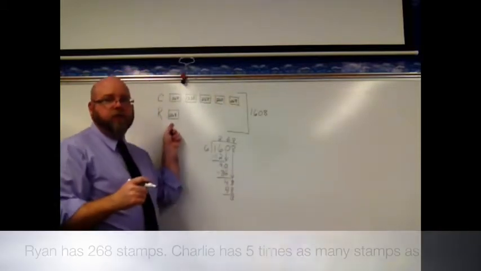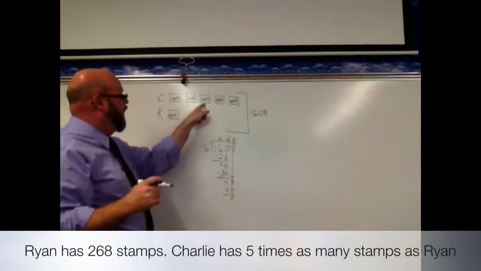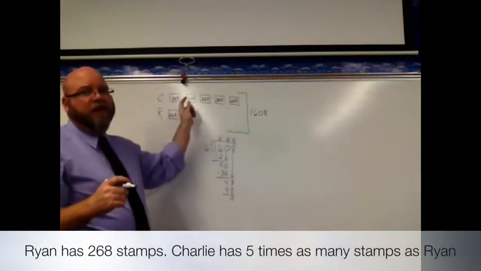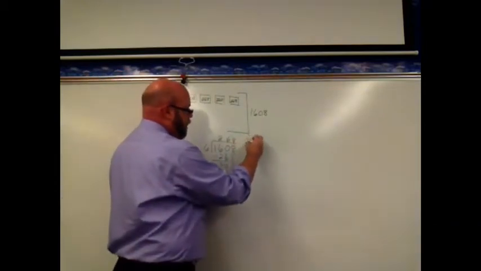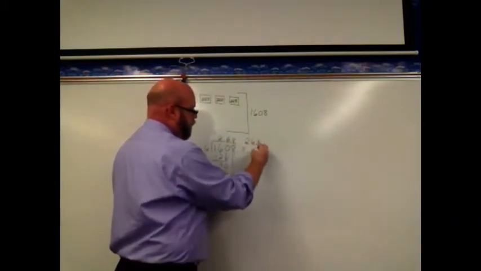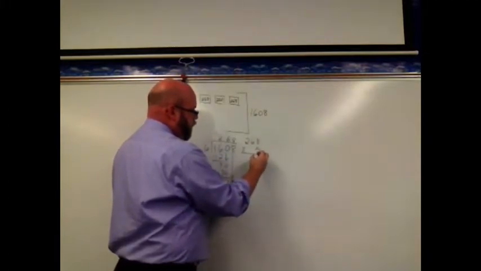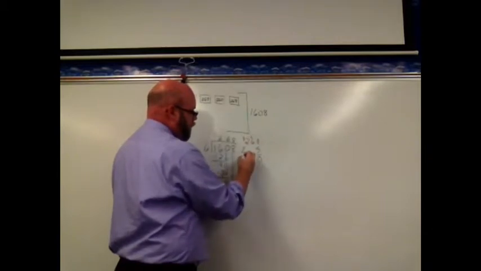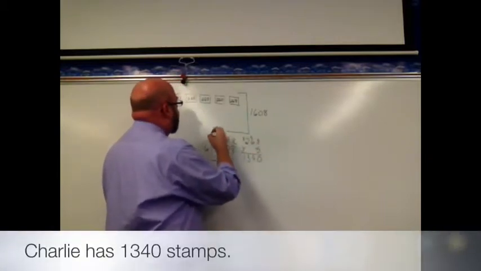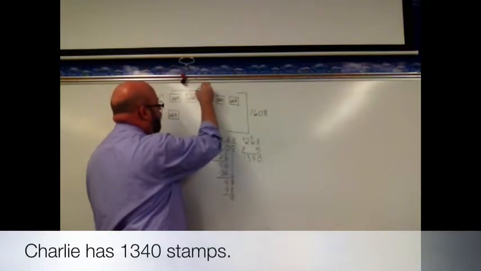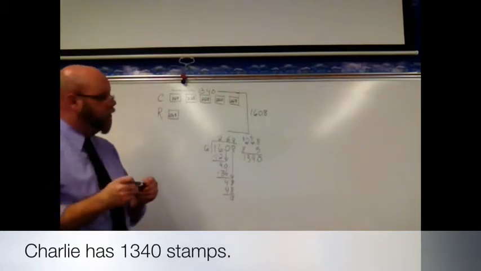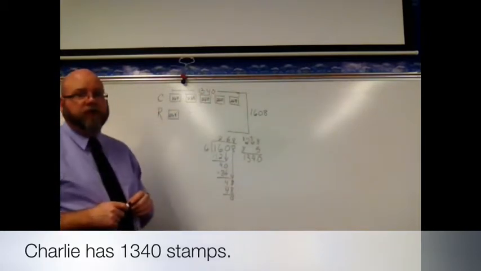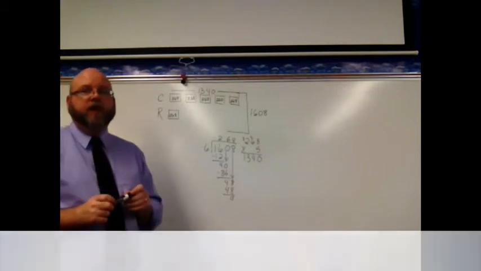So I know Ryan has 268 stamps, and Charlie has 5 times that amount. Now I could add all of those together, or I could just simply multiply. So Charlie has 1,340 stamps, Ryan has 268 stamps.